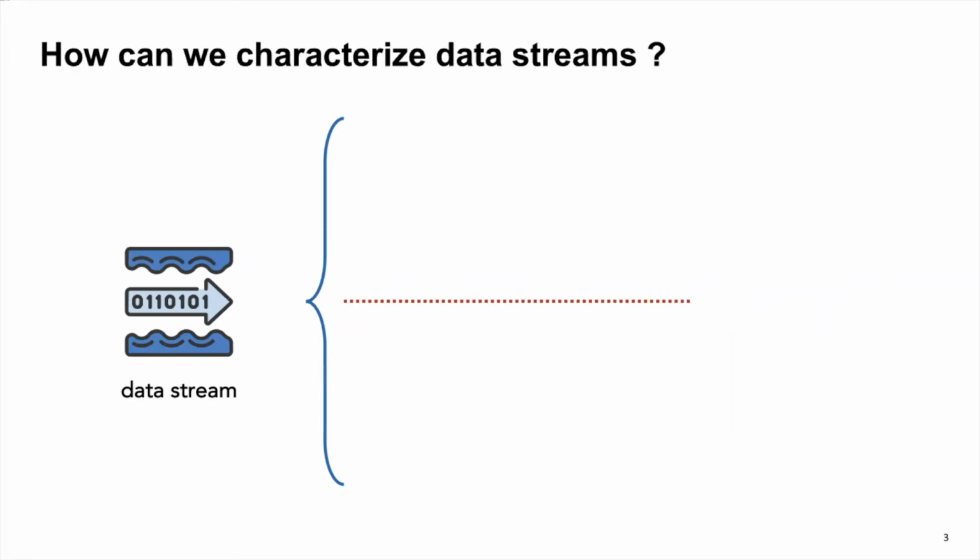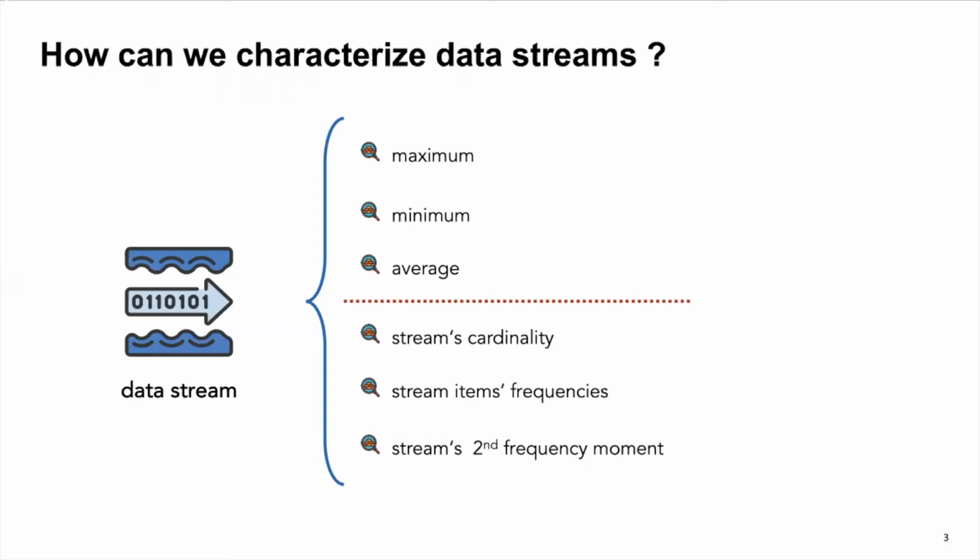Besides basic statistics such as maximum, minimum, average values, analysts are also interested in more complex metrics such as cardinality, frequency distribution, and second frequency moment. It is often the case that multiple metrics are needed in order to fully characterize a data stream, and not just one. For example, for a skewed data set, we may want to compute both the second frequency moment that indicates the data skewedness, and we may also want to identify the most common items using the stream items frequency metric.